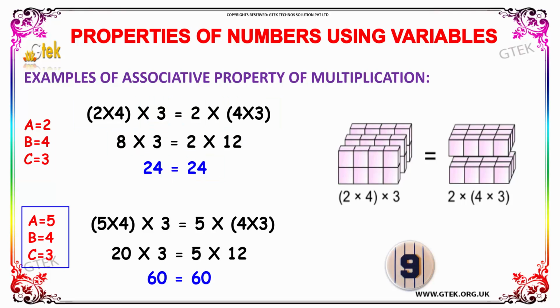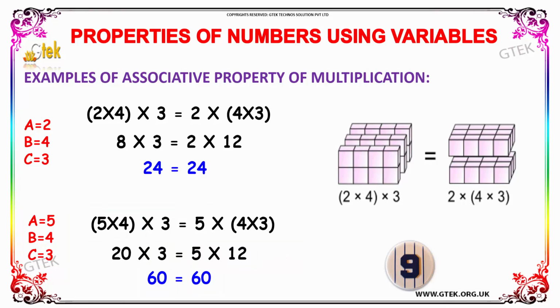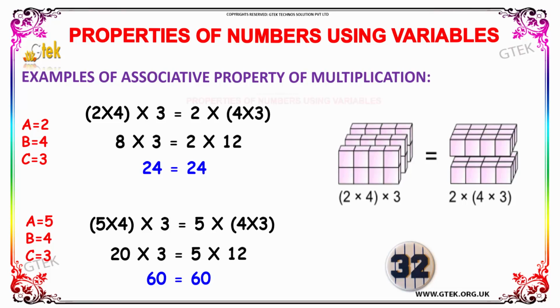Similar way, we have one more example. So we'll be multiplying 5 into 4 into 3 on one side, and on the other side, we'll be having 5 into 4 into 3. By multiplying 5 into 4, we'll be getting a value of 20. So the 3 is carried over here. The other side will be having 5, which is multiplied by 4 into 3, that's 12. So on both the sides we'll be getting an answer of 60. So this is the logic of associative property of multiplication.